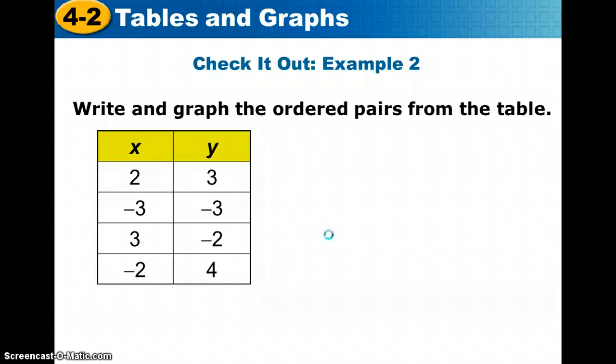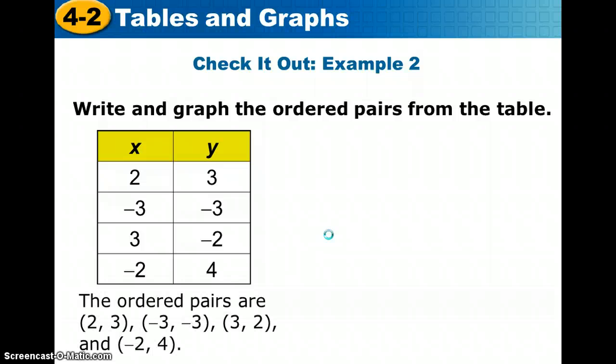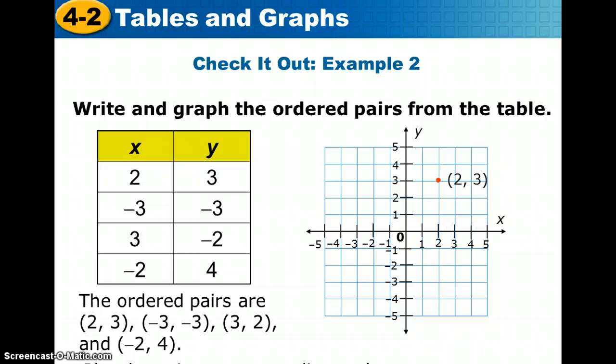Write and graph the ordered pairs from the table. All right, I'm going to give you the coordinate grid. Oh no! I'm going to give you the coordinate grid. You pause now and see if you can plot those ordered pairs on the coordinate plane. All right, (2, 3). Here's (-3, -3). Here's (3, -2). And here's (-2, 4). How'd you do?